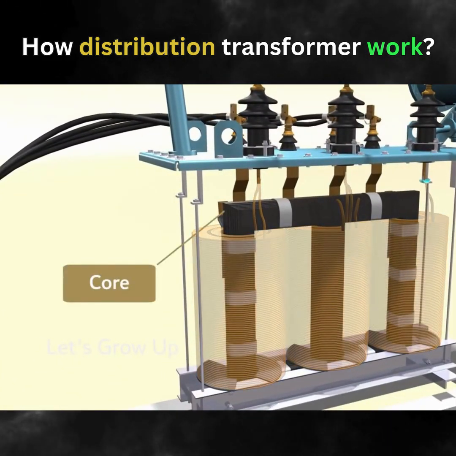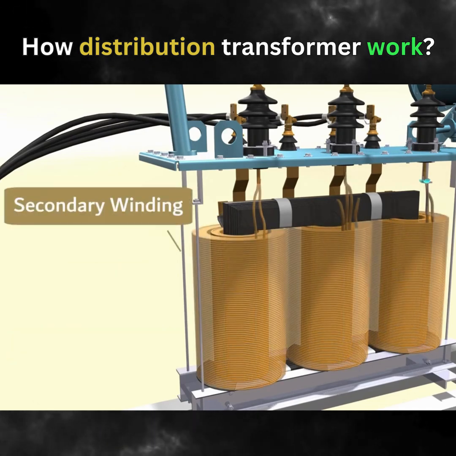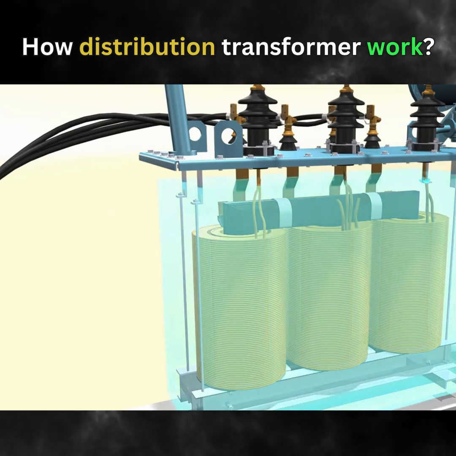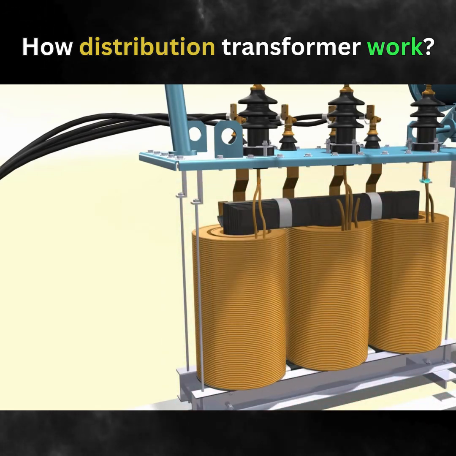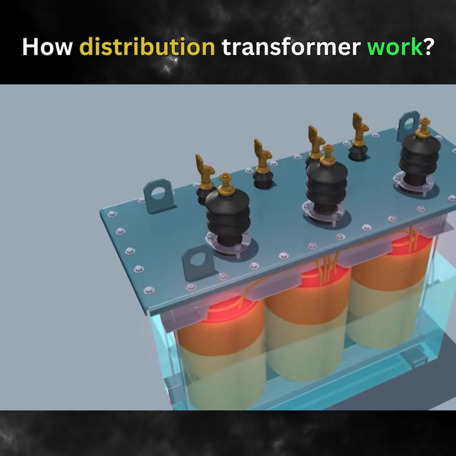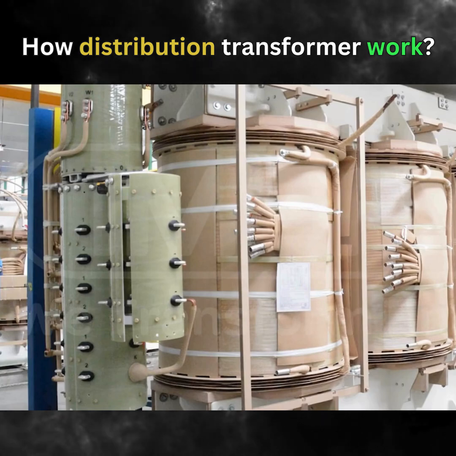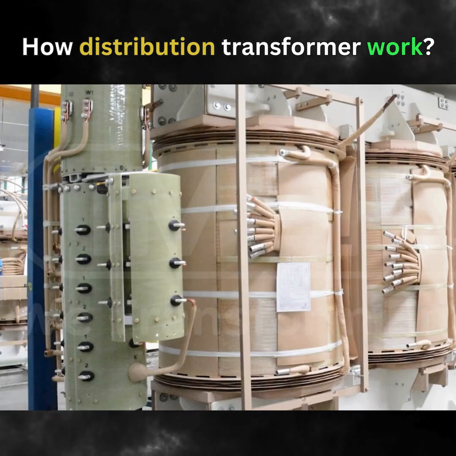A distribution transformer consists of a core, primary winding, secondary winding, and a tank filled with insulating oil. The core and winding are responsible for the voltage transformation, and oil serves as both a coolant and an insulating material. Some distribution transformers may also have tap changers to adjust the output voltage.